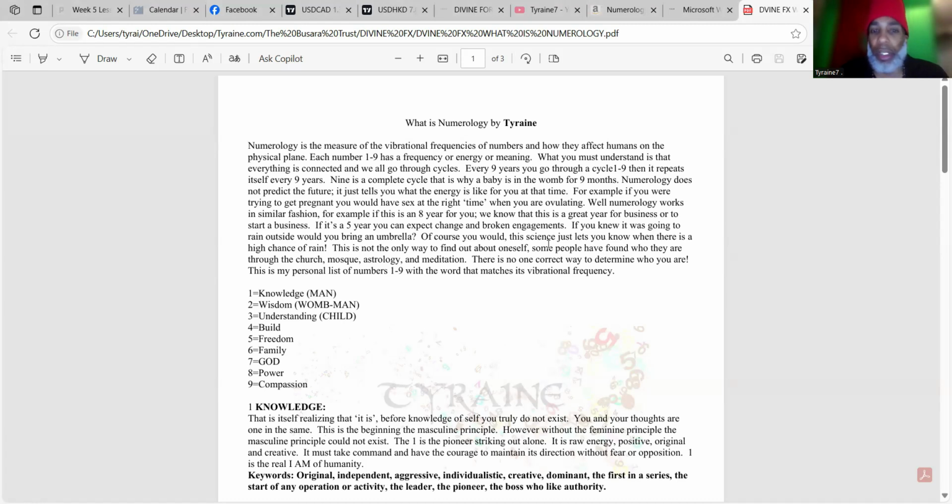Numerology does not predict the future, right? It's a misconception. We don't predict the future, although it may seem as if we are at times because of the accuracy. We're not actually, quote unquote, predicting the future. It just tells you what the energy is like at any given time. So, for example, if you were trying to get pregnant, you would have to have sex at the right, quote unquote, time when you are ovulating, right?